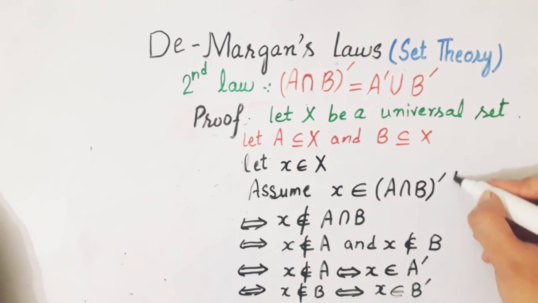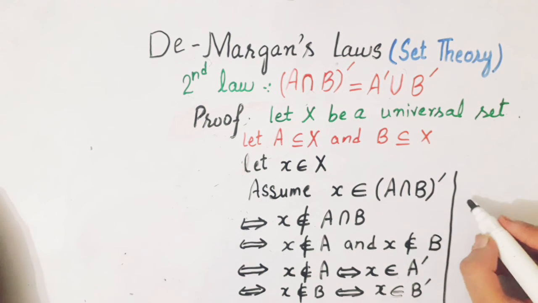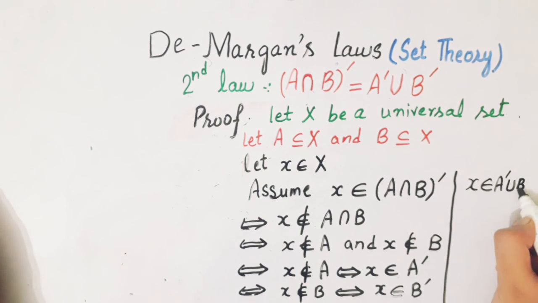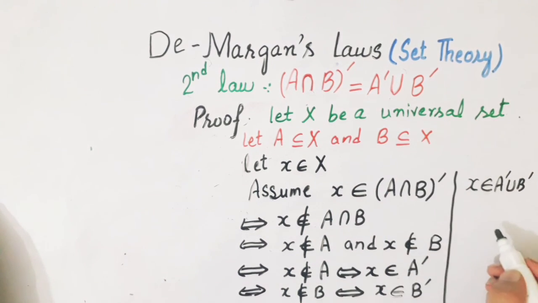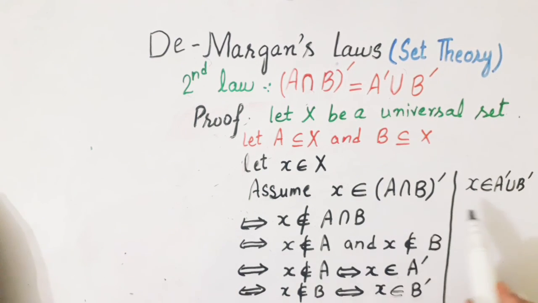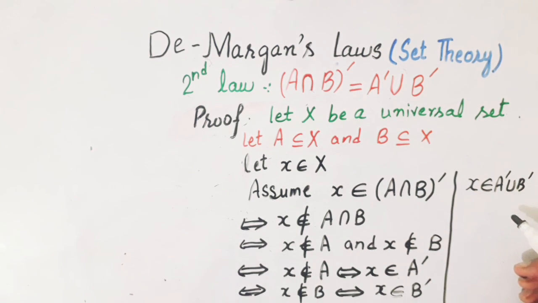So this implies that x belongs to A complement union B complement. So this is the right hand side. You can see how we take x from the left hand side and prove this towards the right hand side. So this is the complete solution of De Morgan's law. This is used in all mathematical branches.